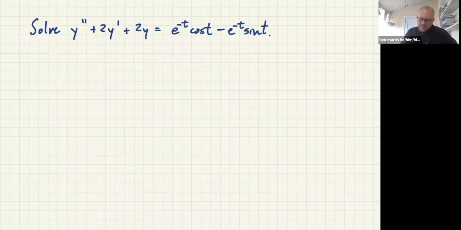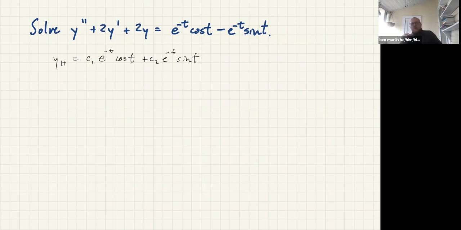All right, let's see. So for this one here, we can see that we're going to get a y sub h. I'm going to cheat a little bit and kind of just move it along, all right? So we'll have a c1 e to the minus t cosine t plus c2 e to the minus t sine t, right? And then when we look over here, we can see that we have an e to the minus t cosine t and an e to the minus t sine t appearing, right?